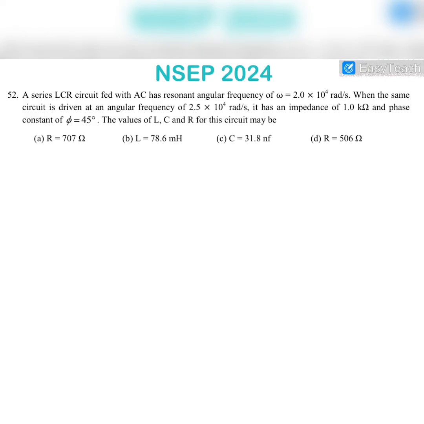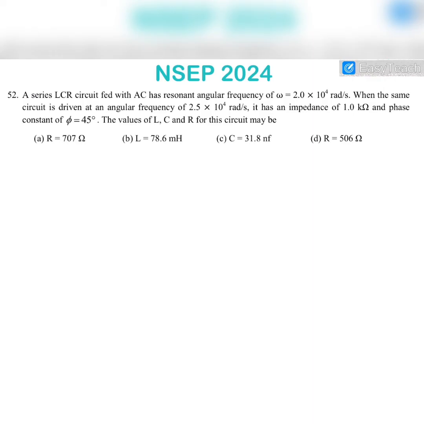In this question, you can see that there is a series LCR circuit that is given a resonance angular frequency of 2 into 10 raised to power 4 radians per second. Now the same circuit is being driven with the angular frequency of 5 by 2 into 10 raised to power 4 radians per second. And it is observed that at this frequency the impedance of the circuit is 1 kilo ohm and the phase difference between current and voltage is 45 degrees. So the values of L, C and R can be.